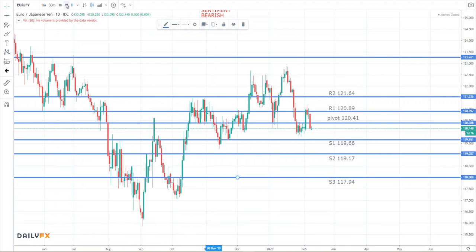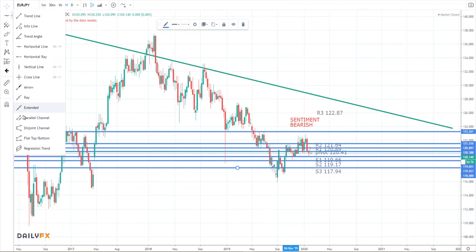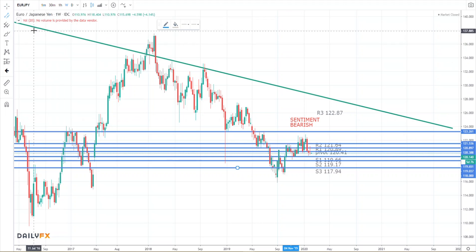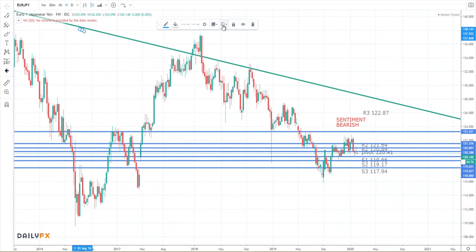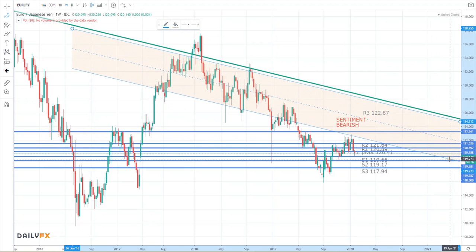Then we've got 117.94. Basically, if it breaks out of S2, it's going to shoot down for some new lows here. Let's go back to our weekly, and I want to draw a parallel trend channel, using my parallel trend channel tool. Let's try that again. Okay, so I want to match the angle of my ultimate peaks, right? And click again, and I'm going to drag this down.